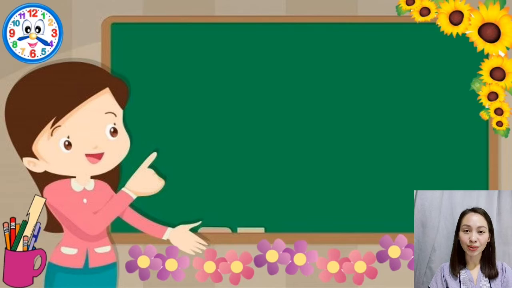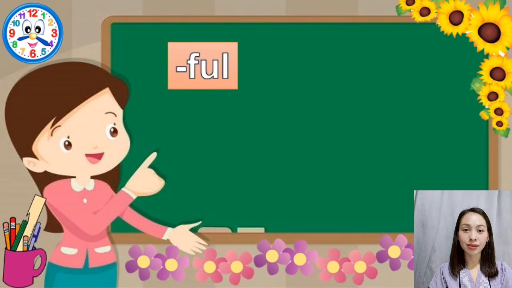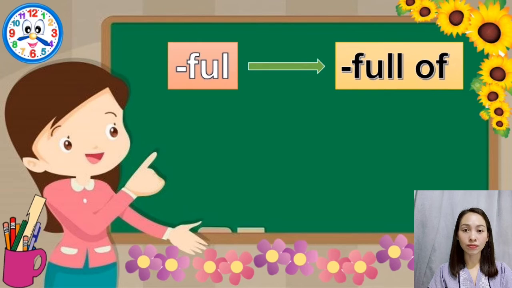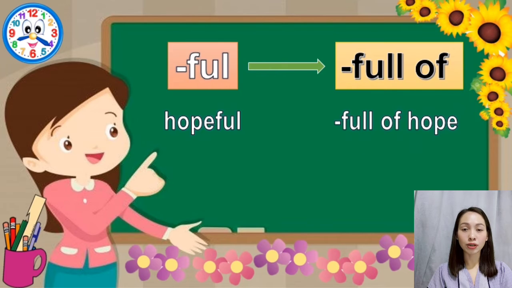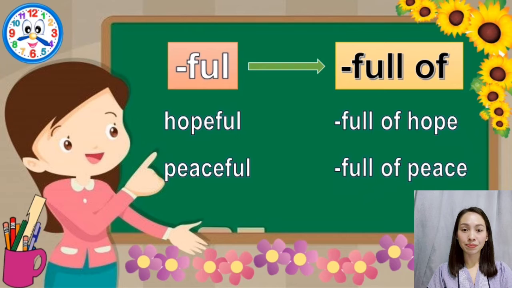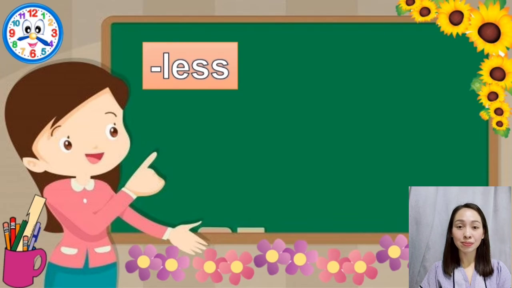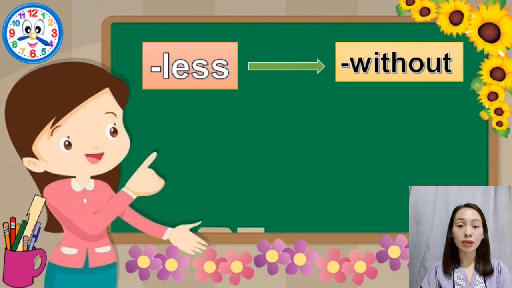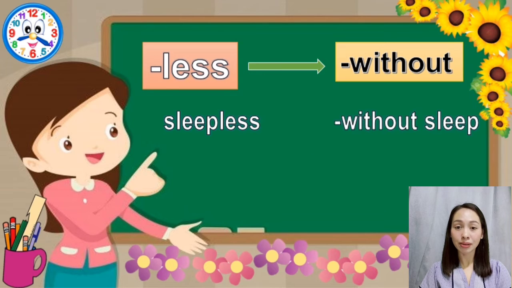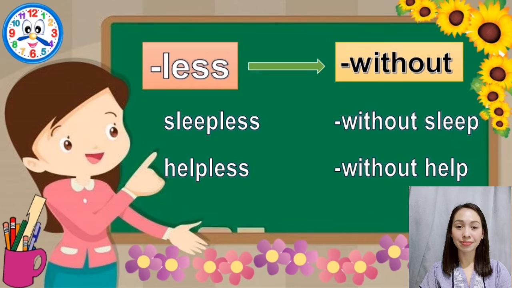Here are some examples of suffixes. The suffix full, which means full of. For examples, hopeful, which means full of hope. Peaceful, meaning full of peace. Next, we have the suffix less. Less means without. For examples, sleepless, which means without sleep, and helpless, which means without help.